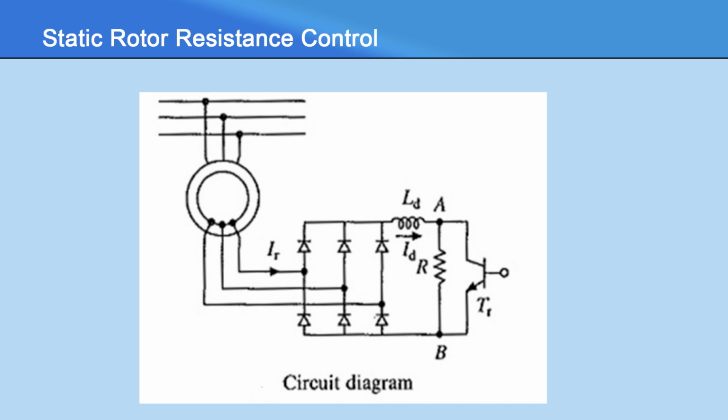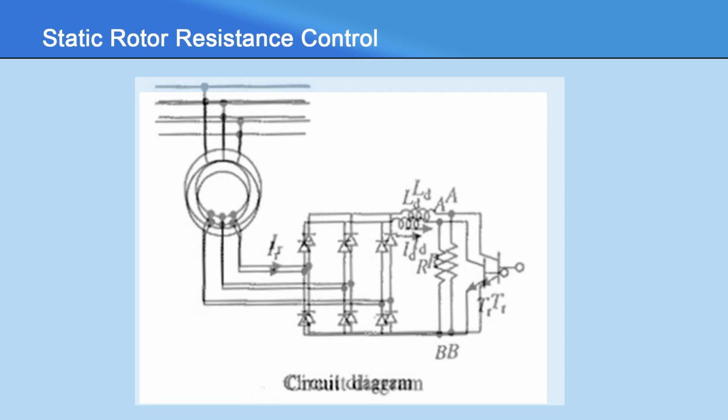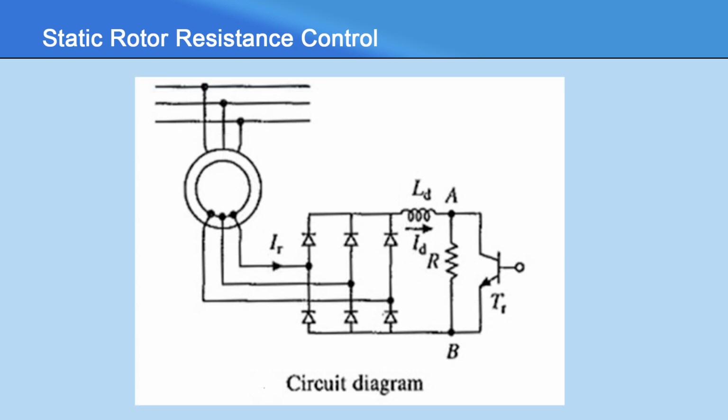The AC output voltage of the rotor is rectified by a diode bridge and fed to a parallel combination of a fixed resistance R and a semiconductor switch TR, which is a transistor. The effective value of resistance across terminals A and B, RAB, is varied by varying the duty ratio of the transistor TR, which in turn varies the rotor circuit resistance.